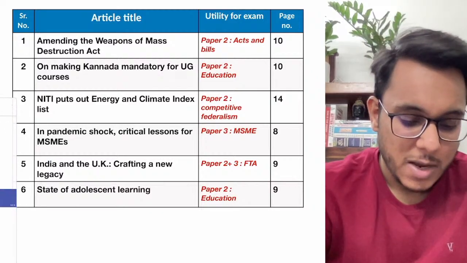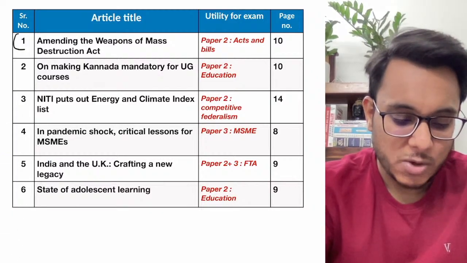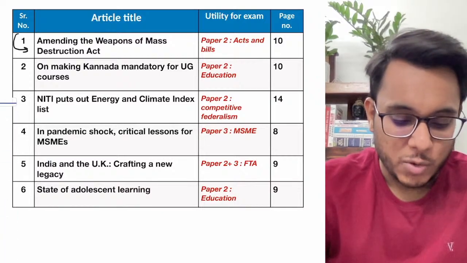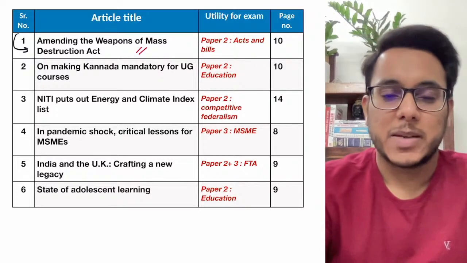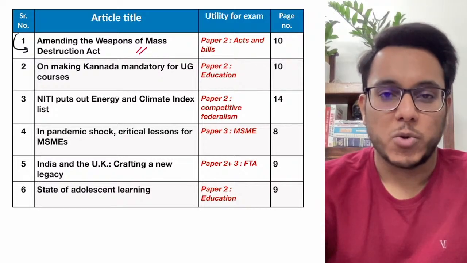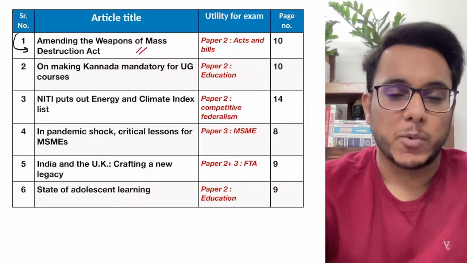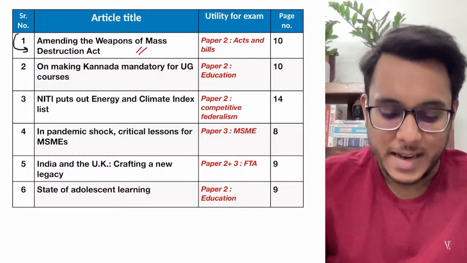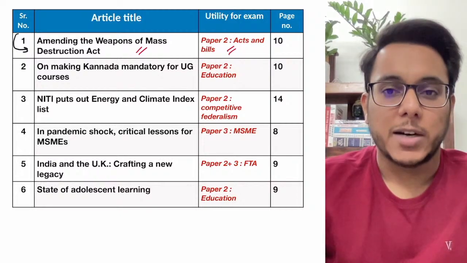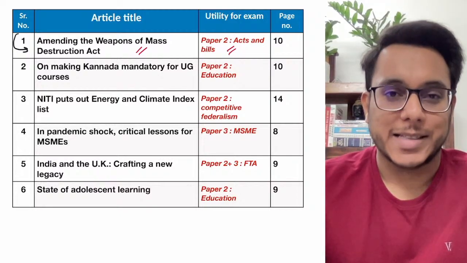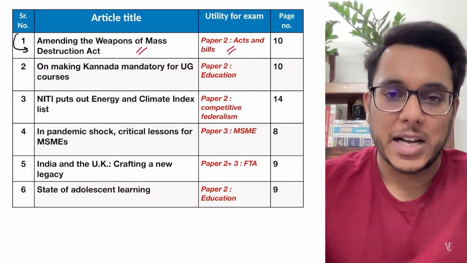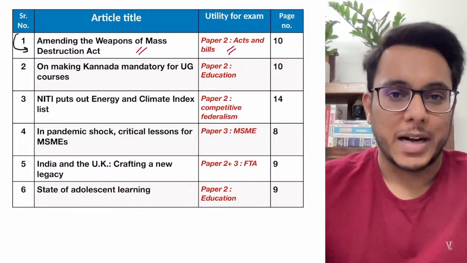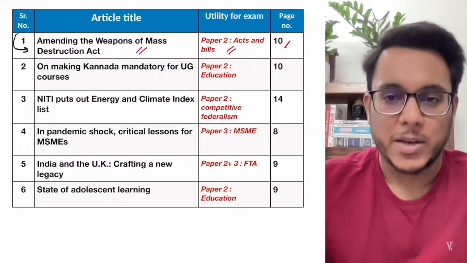So first of all, we can see here that the first article is talking about amending the Weapons of Mass Destruction Act. For this, there has been a bill which was recently introduced in the Parliament. We will see the importance of such an amendment bill. This will be important for GS paper number 2, acts and bills, as well as the international obligations that India owes. There also this article can be used. It has been taken from page number 10.